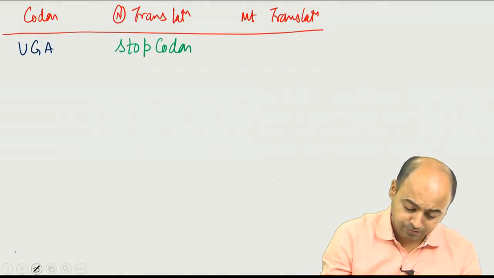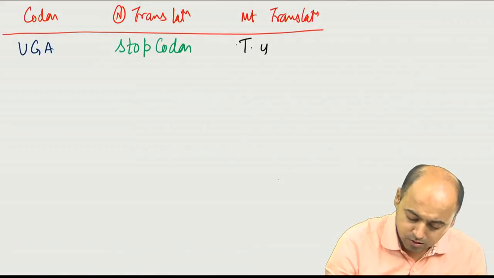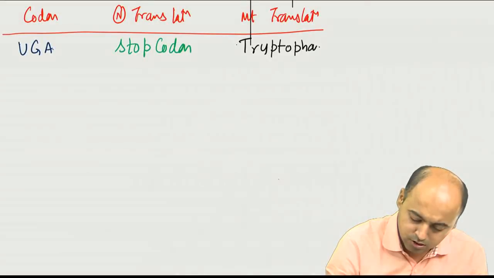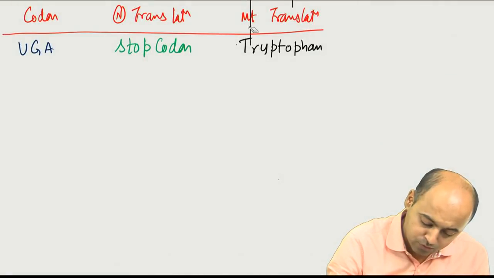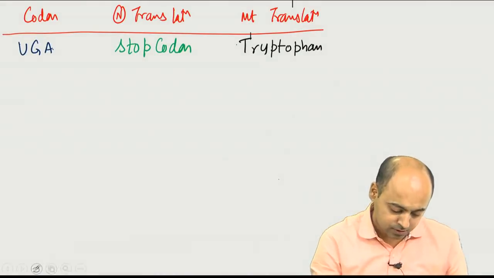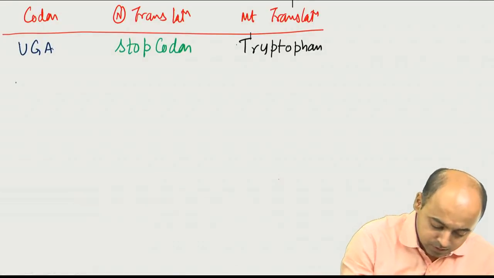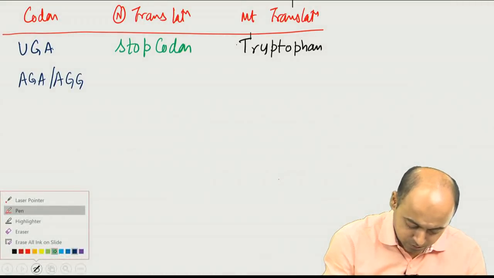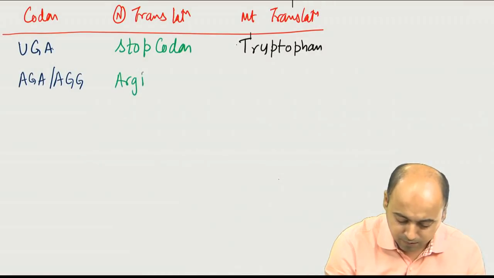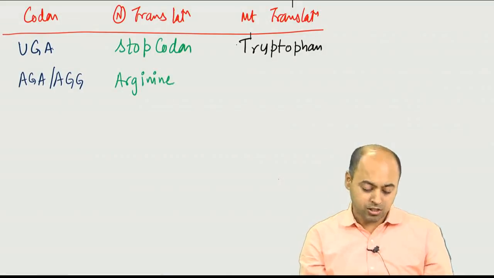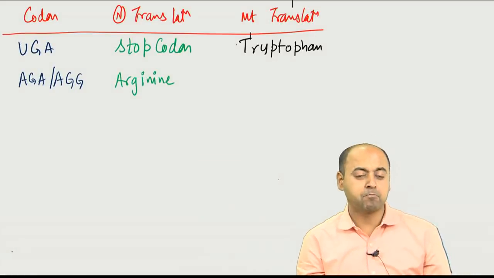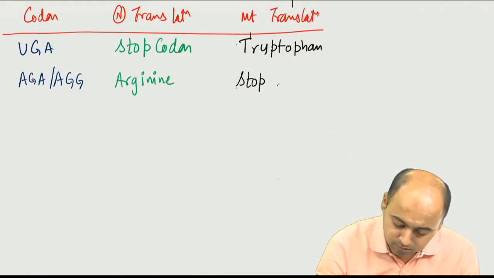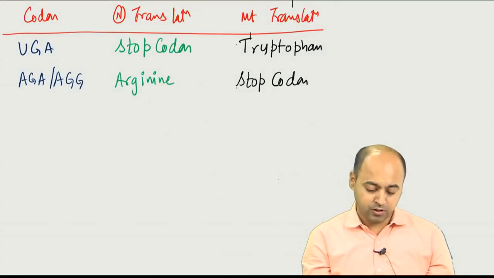But within the mitochondria, the UGA will code for tryptophan. The second one is AGA and AGG. Normally these two code for arginine, but inside the mitochondria they work as stop codon.